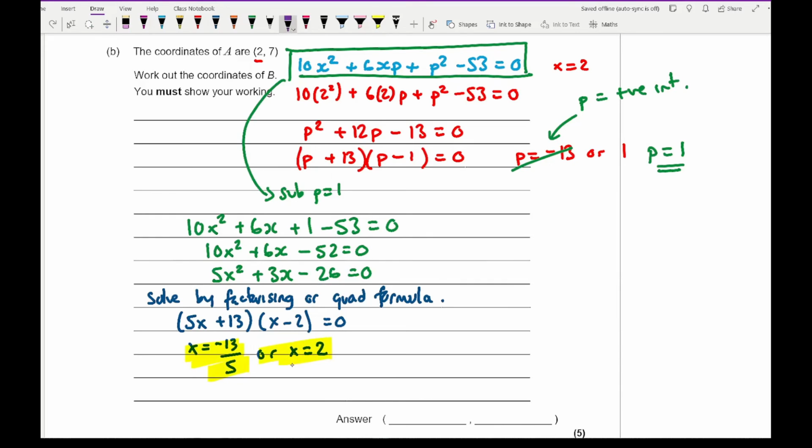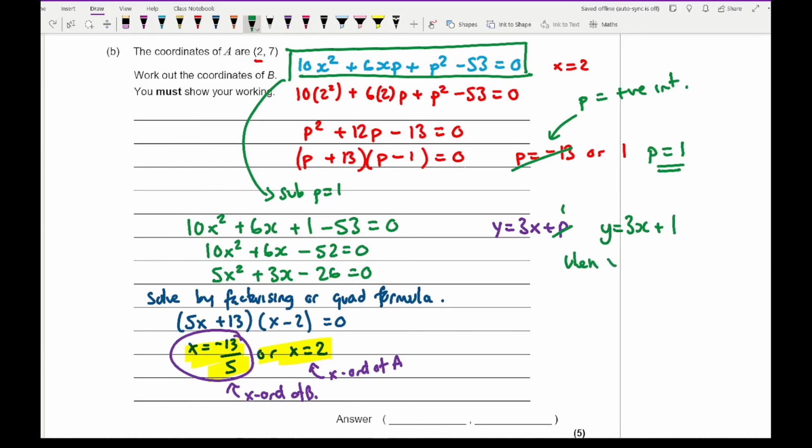Now from this, we can see that this x equals 2 is the x-ordinate of A, so that means this value here must be the x-ordinate of B. Looking at the equation of the straight line, y equals 3x plus p, I've already worked out that p equals 1, so the equation is y equals 3x plus 1. When x equals minus 13 over 5, I get y equals 3 lots of minus 13 over 5 plus 1, so y equals minus 34 over 5, and as a decimal that's minus 6.8.